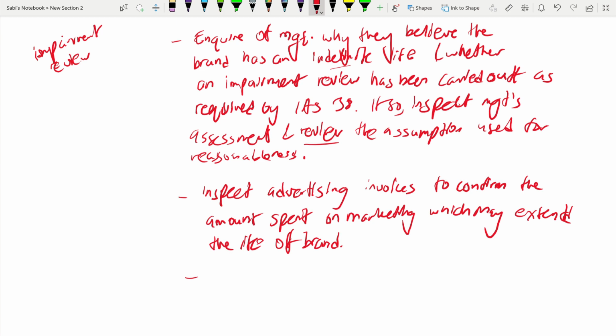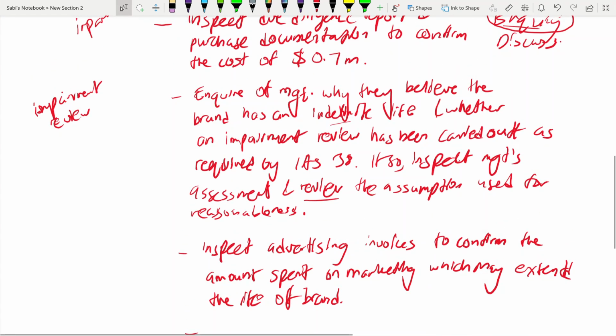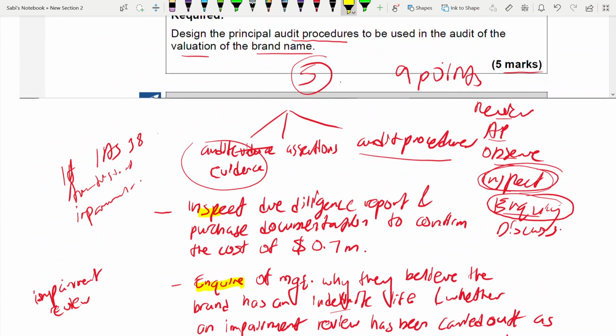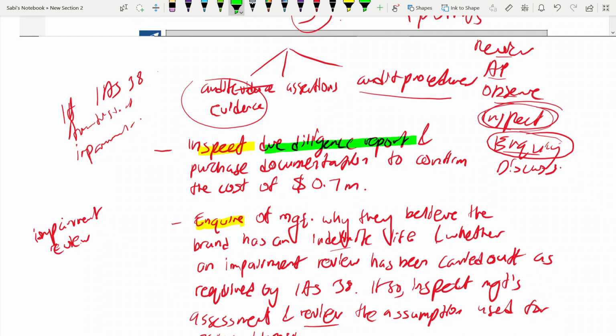Now hereafter onwards, I'm not writing the full answer. You can do it on your own. Answers are written there. What I wanted to show is some common words, like how here I will highlight it for you. Inquire, inspect, inspect. These are an audit procedure. The verbs, the actions that you're telling them. Then these are the evidence, due diligence report from purchase documentation.